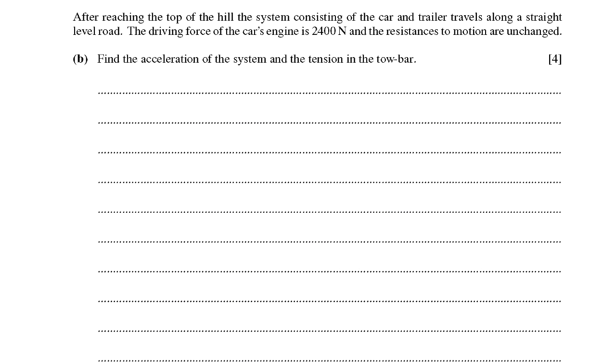After reaching the top of the hill, the system consisting of a car and trailer travels along a straight level road. The driving force is the same. The resistances to motion are unchanged. What's the acceleration of the system and the tension in the tow bar?